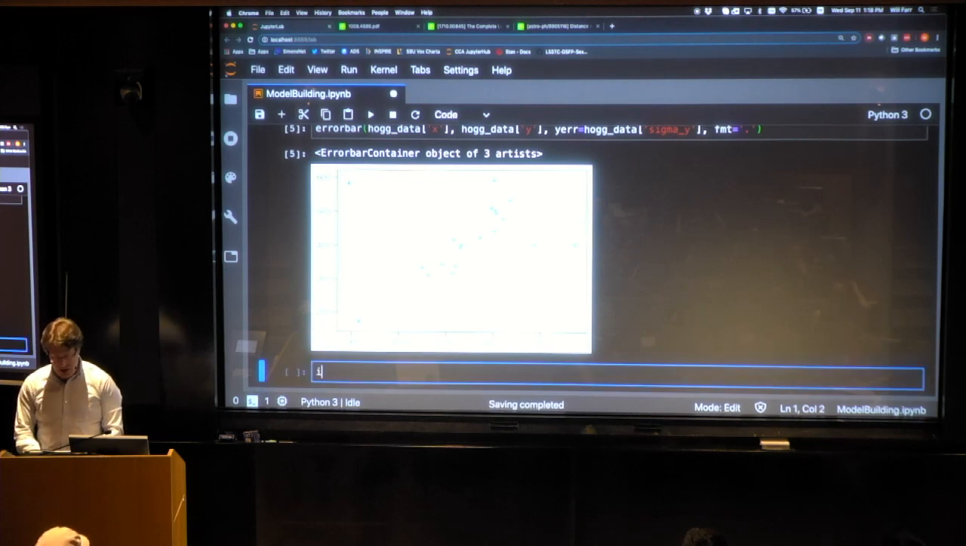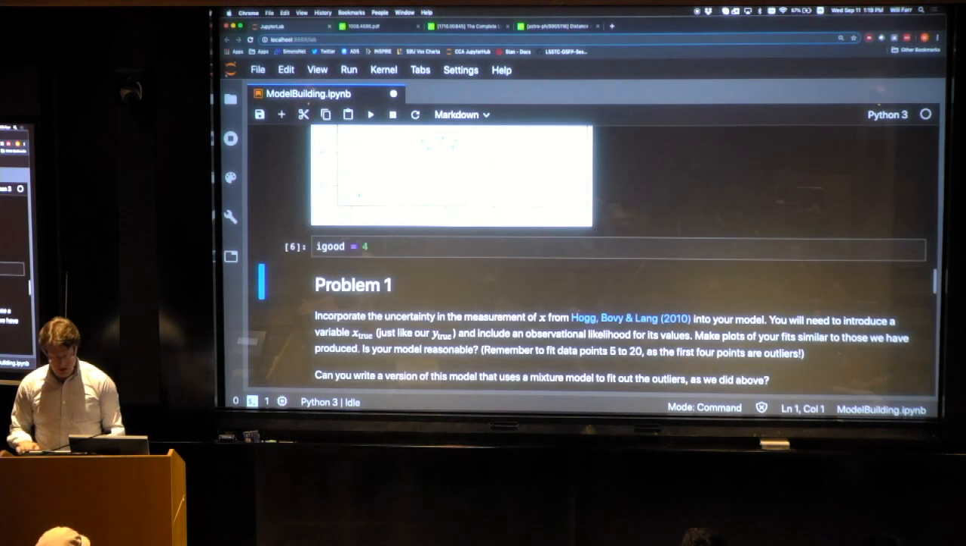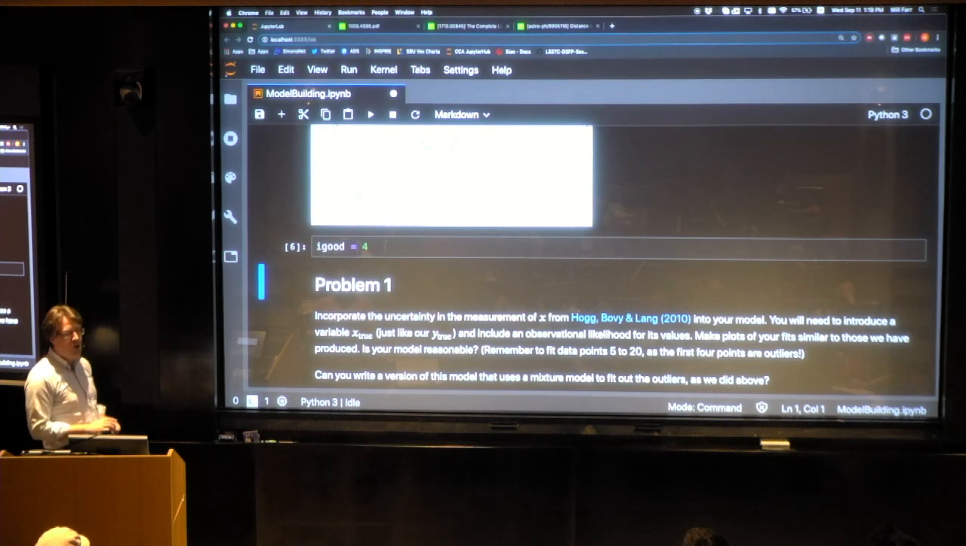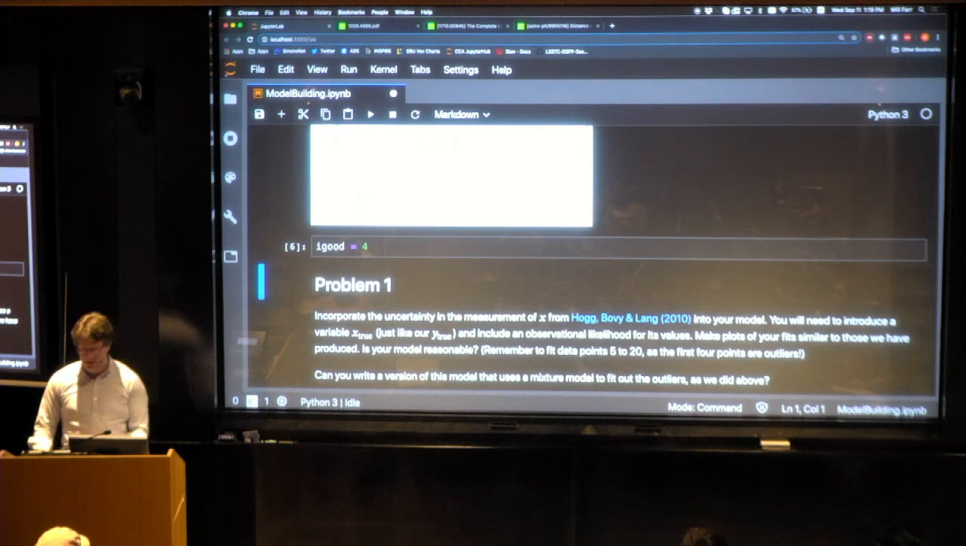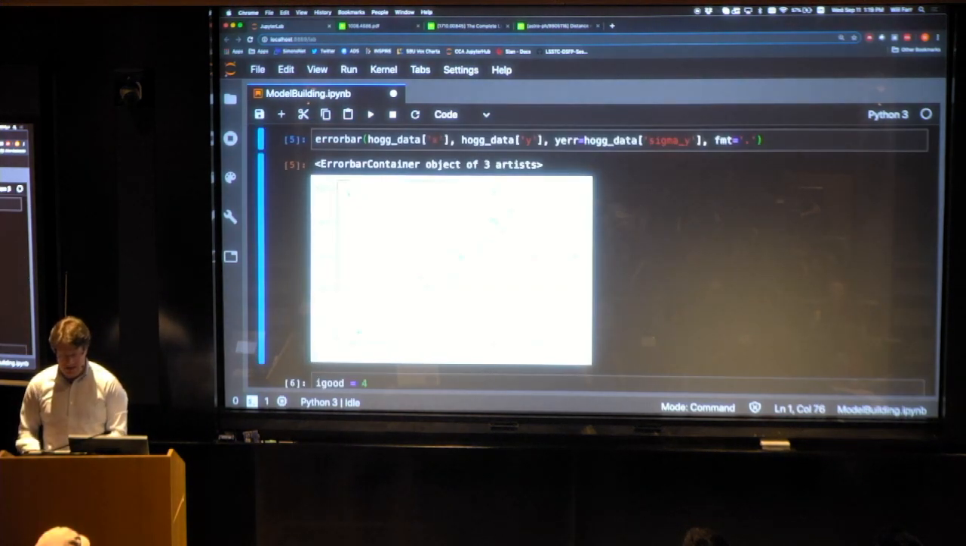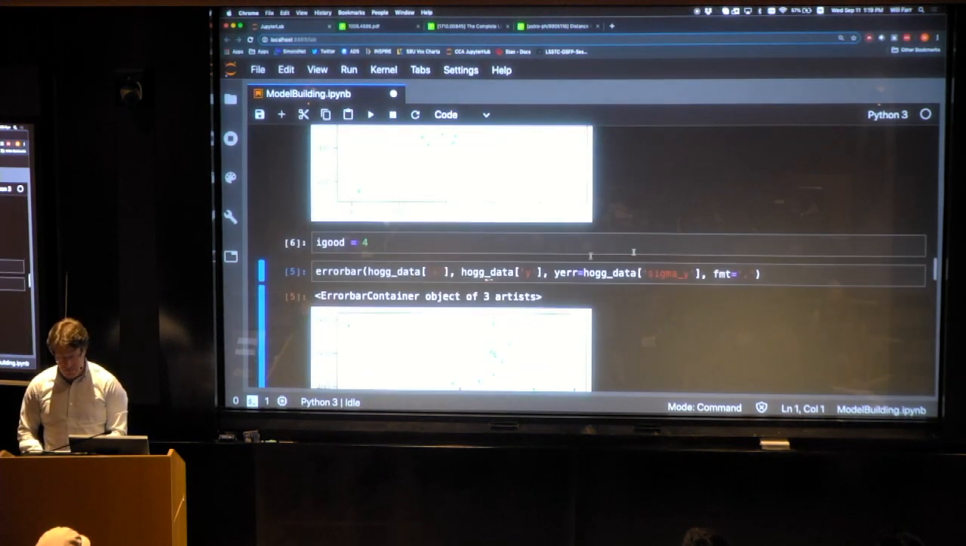So I happen to know that if you fit from index number 4 on, that is, start at the 5th data point, then you get a much better linear relationship. So let's do that.